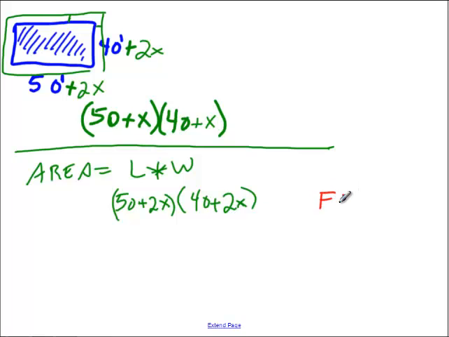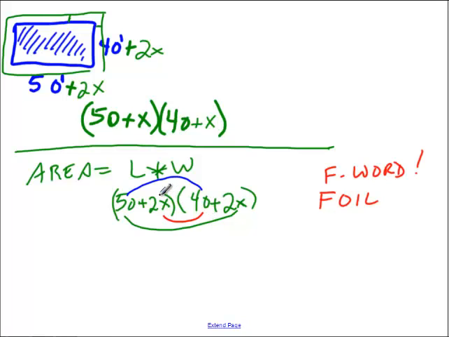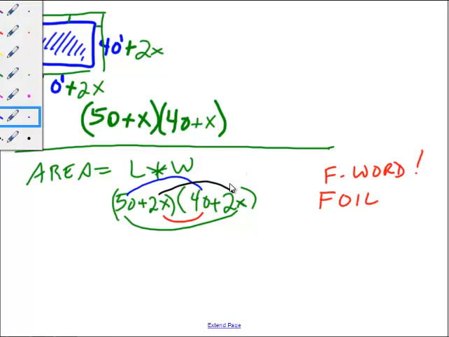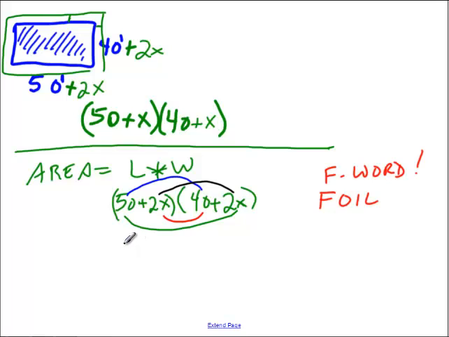And with binomial times binomial, we can use that F word, FOIL. So we take the first, outside, inside, last. So again, if we're going to do the FOIL method, First terms are these two terms. There's the first. Outside are these two terms. Inside are these two terms. Last are these two terms. So let's go through and multiply the first, outside, inside, and last. First is 50 times 40. Well, that's easy. There's 2,000. That's my original pool size.